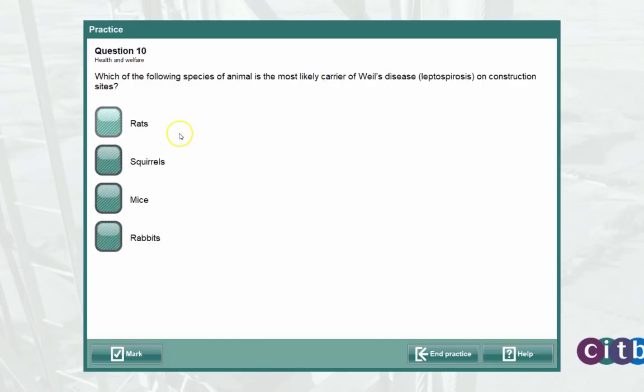Which of the following species of animal is the most likely carrier of Weil's disease? Rats, squirrels, mice, rabbits?